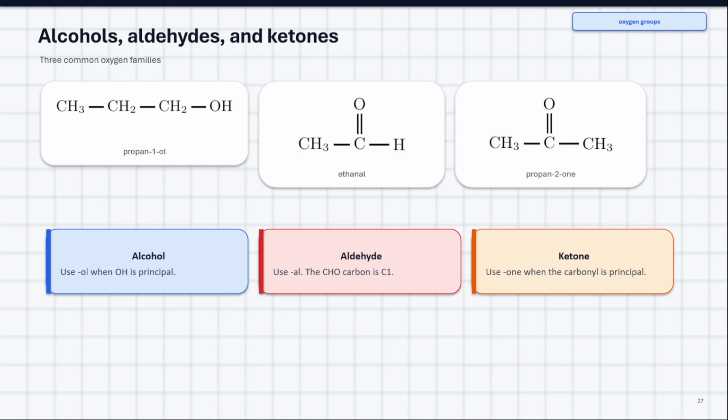The slide shows 3 common oxygen families. Alcohols contain an OH group. When alcohol is the principal group, the suffix is -ol, as in propan-1-ol. Aldehydes contain a CHO group at the end of a chain. The aldehyde suffix is -al, and the aldehyde carbon is automatically carbon 1. An example is ethanal. Ketones contain a carbonyl group inside the chain, and the suffix is -one when the ketone is principal. CH3-C(=O)-CH3 is propan-2-one, also commonly called acetone. These names are important because oxygen groups often control both the suffix and the numbering.